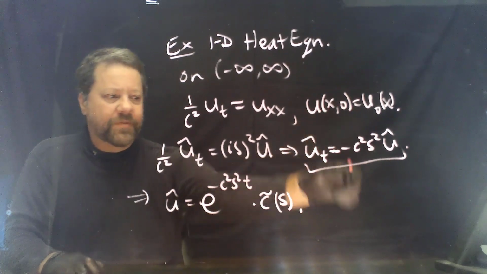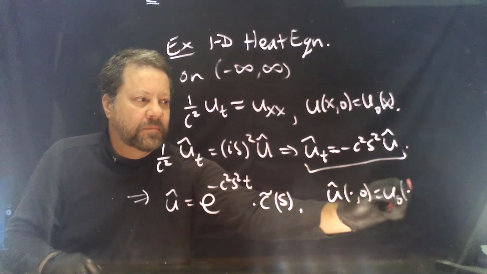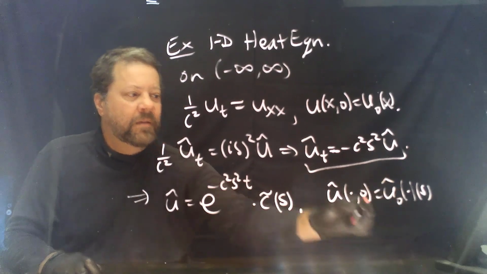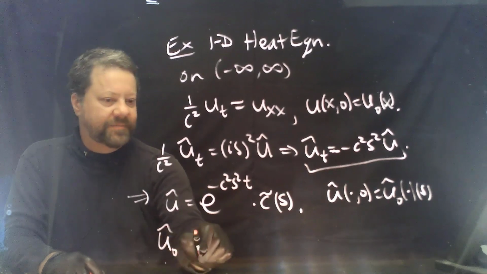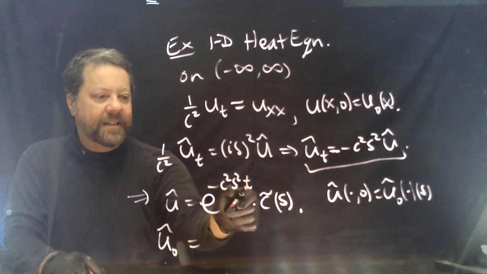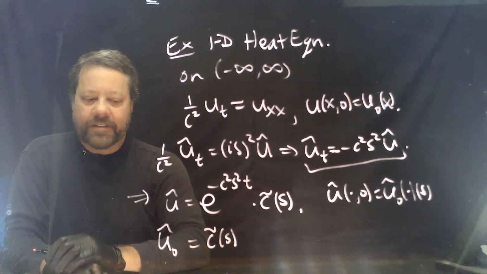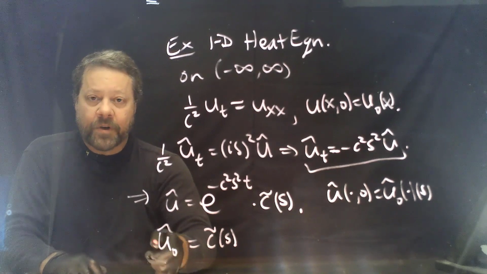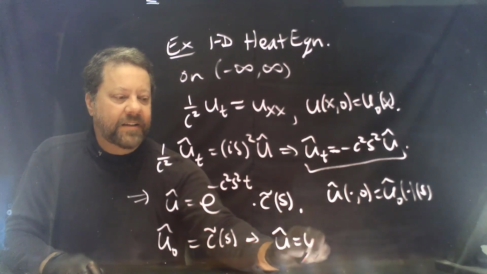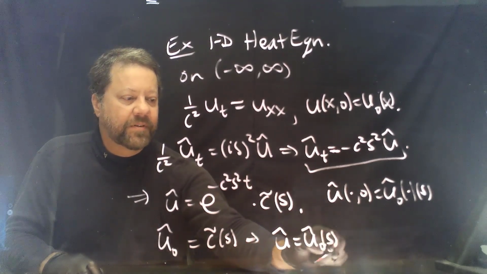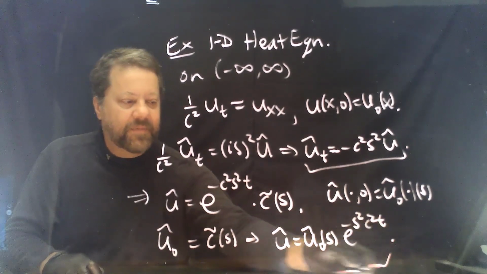Applying the Fourier transform to the initial data, we see that u naught hat is going to be what you get when you plug in t equals 0. And so the constant of integration ends up being the Fourier transform of the original data. So we have u hat is u hat naught of s, e to the minus s squared c squared t.